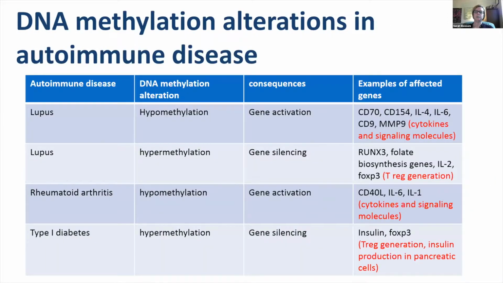DNA methylation alterations have been described in several human autoimmune diseases. Because the immune system is very complex, both hyper and hypomethylation has been described. In general, hypomethylation is associated with genes linked to, for example, cytokines and signaling molecules that may promote inflammation. Hypermethylation silences genes that may be important in regulating the immune response. And I've included in this table a few examples.